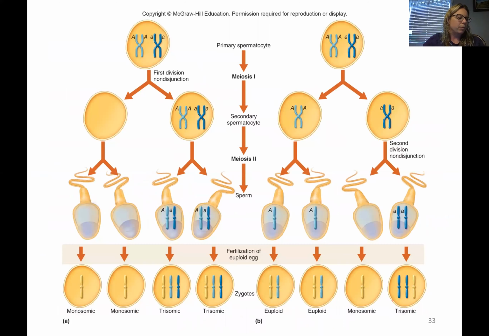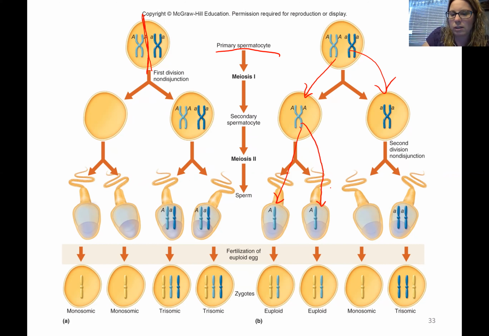So here's the example of non-disjunction. There are 2 rounds of meiosis, meiosis 1 and meiosis 2, to produce the oocyte and the sperm. We have sperm production here, and we could say the same exact thing for egg production. Normally in meiosis, we're going to have these chromosomes splitting out. So in a normal situation, you would have X here, this chromosome there. Then this chromatid would go there and there. This is normal.